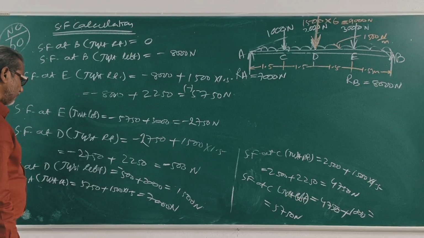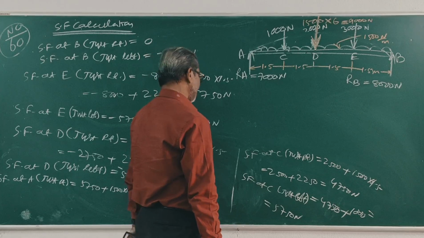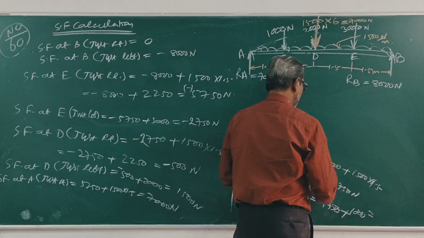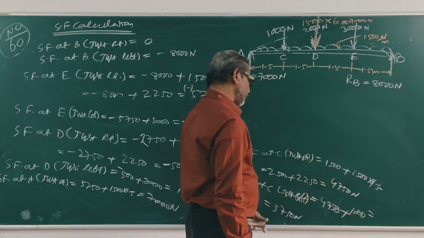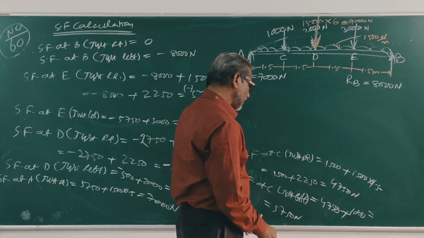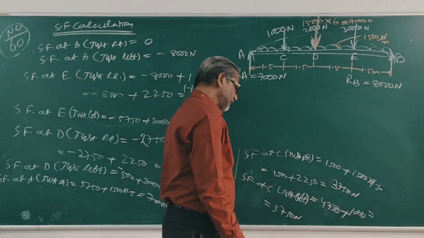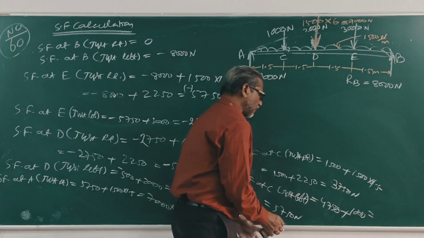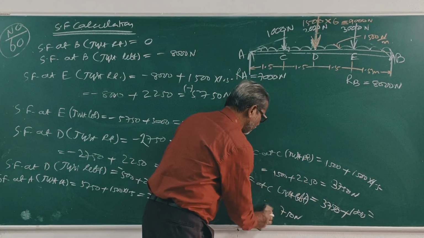D left. Then C right. C right: 1500 plus 1500 into 1.5. So 1500 plus 2250, so 3750. Clear? C just left: 3750 plus 1000, 4750.